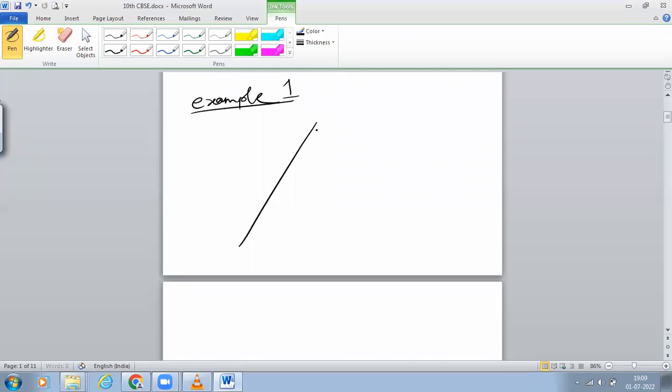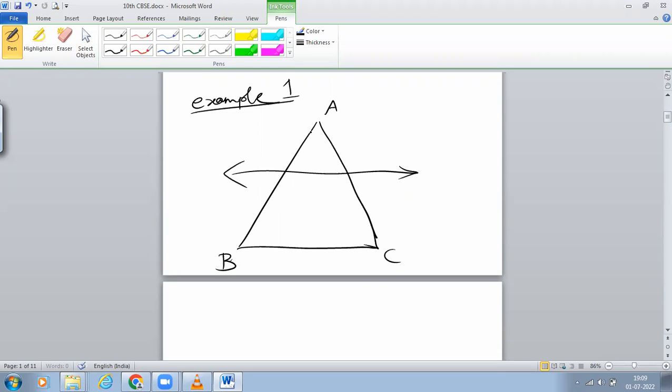We have to draw a triangle. In this triangle, we have to mark the sides because it is mentioned as the triangle ABC, so the vertices are A, B, C. Now, a line intersects the sides AB and AC at D and E. So there is a line we have to draw over here. This line is intersecting AB and AC at D, this is point D and this is point E. So this is the line which is intersecting AB and AC at D and E, respectively.